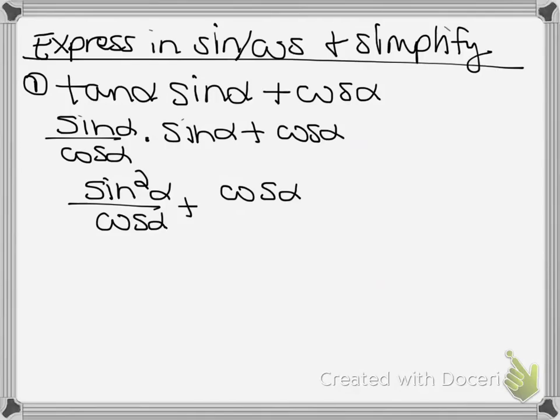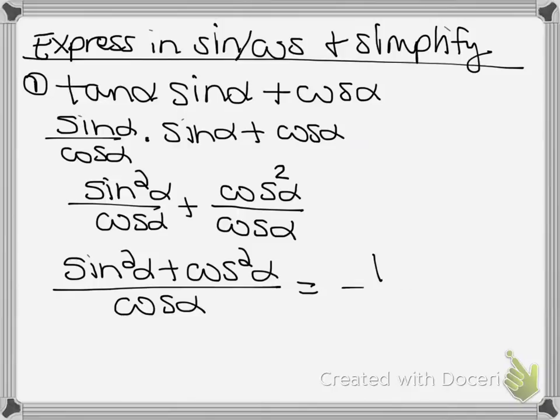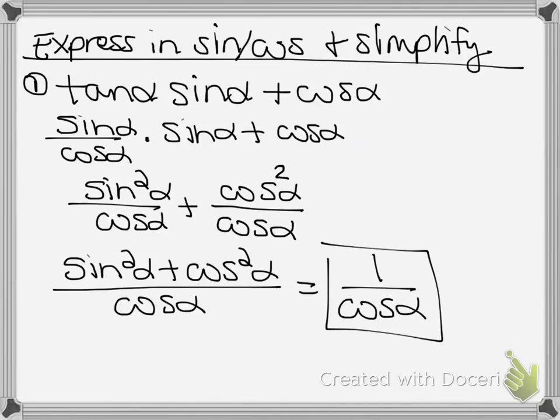How can I simplify and combine these two? Oh, we need to get a common denominator. So in order to get a common denominator, I'm going to multiply this by cosine over cosine, which will give me cosine squared over cosine. That would combine to be sine squared plus cosine squared over cosine. And if you remember from our lovely identities, sine squared plus cosine squared equals 1. So I'm left with 1 over cosine alpha.